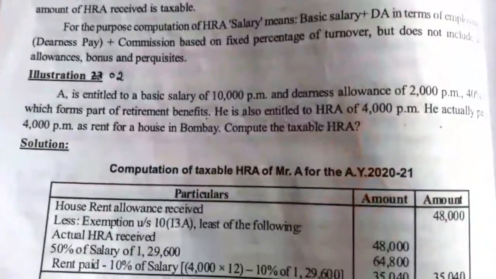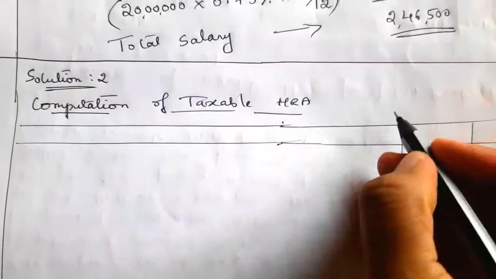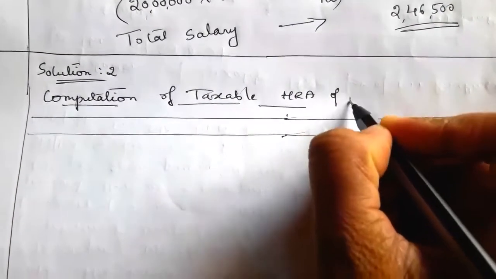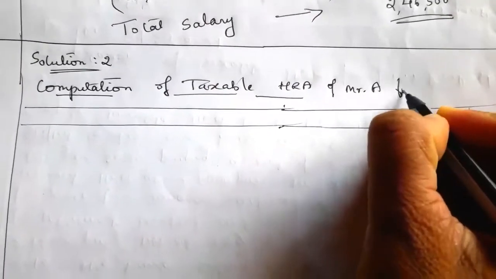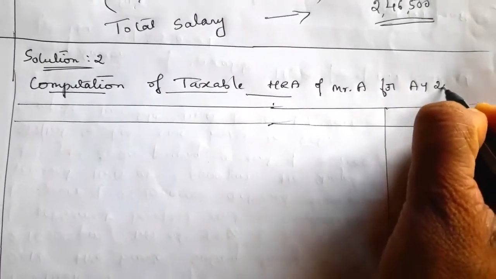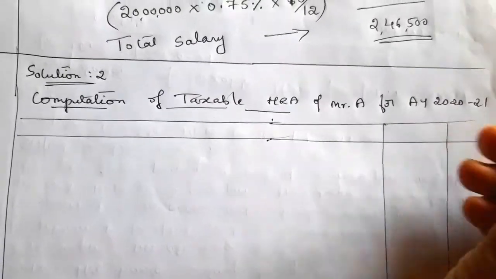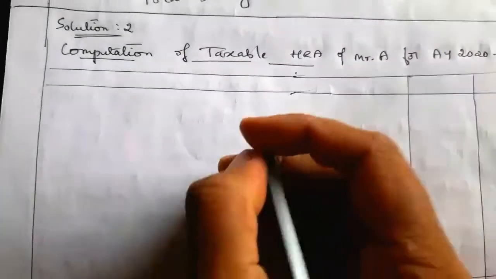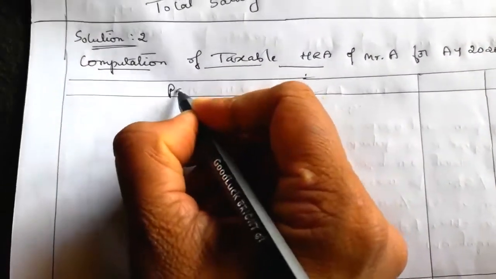So now write the heading. Now write the solution number 2, computation of taxable HRA. Draw 3 columns: particulars and 2 amount columns. So computation of taxable HRA of Mr. A for assessment year 2020-21.